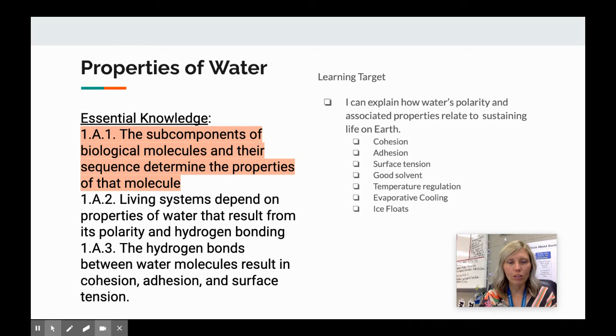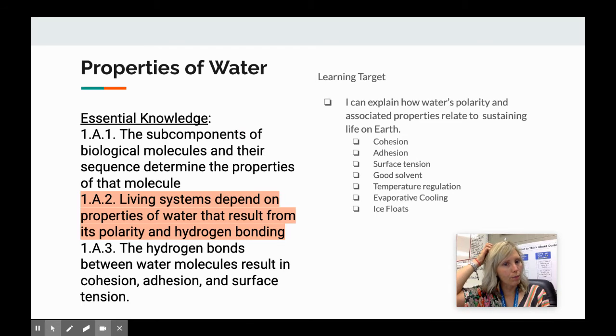First essential knowledge statement says the subcomponents. It just means the smaller pieces of biological molecules, and their sequence determines the properties of that molecule. So it's a statement about structure and function. It's just saying the small pieces of molecules and the order that they are sequenced in determine the job that molecule can do. Okay, the next essential knowledge statement says living systems depend on properties of water that result from its polarity and hydrogen bonding.